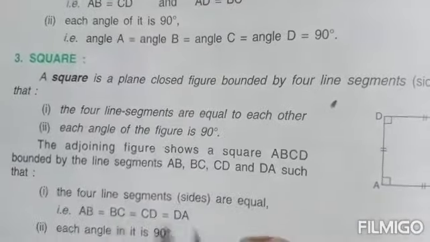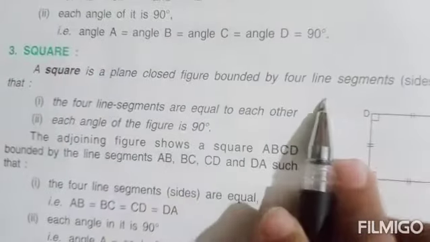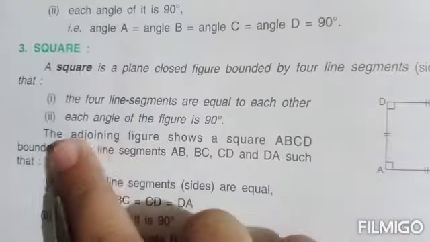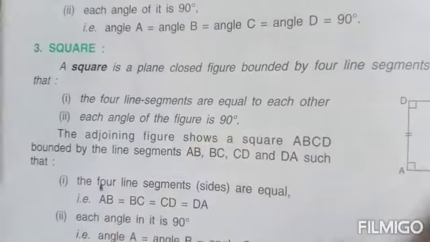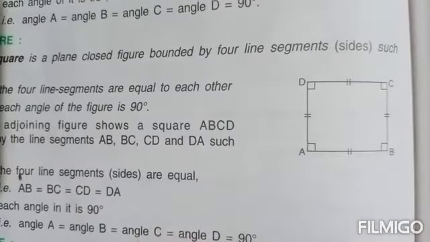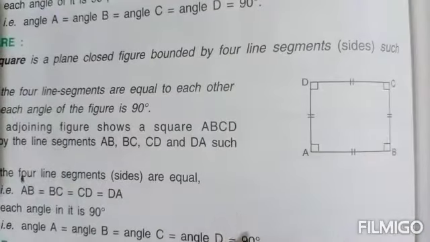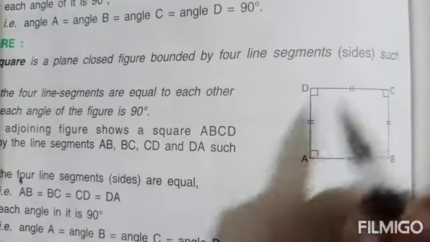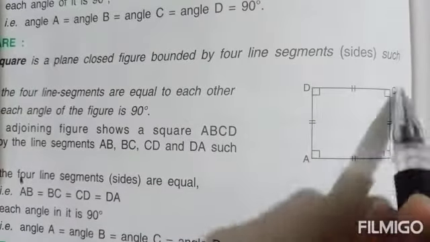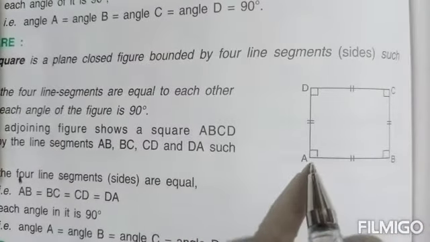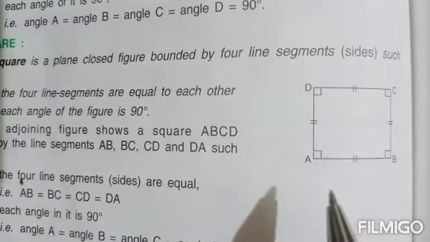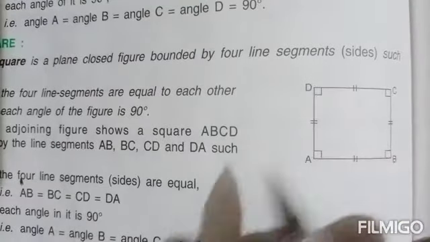Third one, square. A square is a plane closed figure bounded by 4 line segments such that the 4 line segments are equal to each other. Each angle of the figure is 90 degrees. So a square has the same properties as a rectangle, but one more property: all sides will be equal in a square. It is bounded by 4 line segments, and these line segments are equal to each other. These sides AB, BC, CD and AD are equal, and each angle will be 90 degrees.